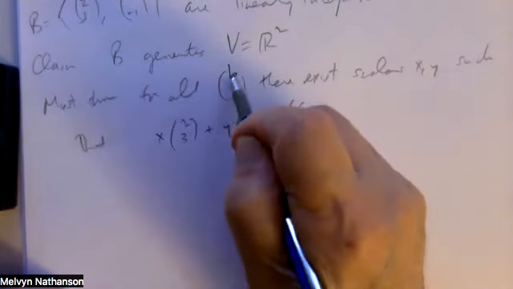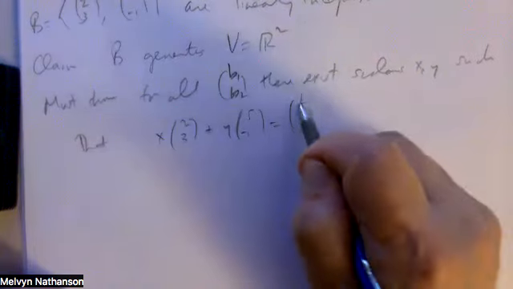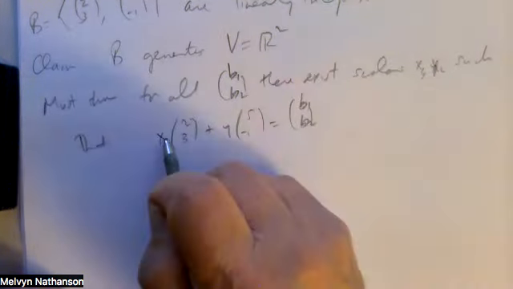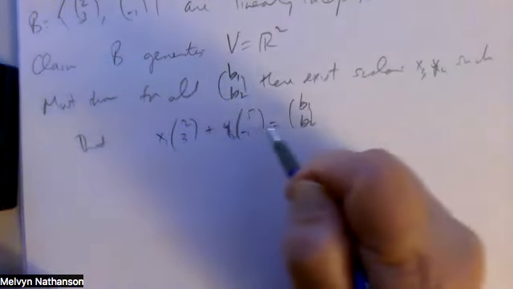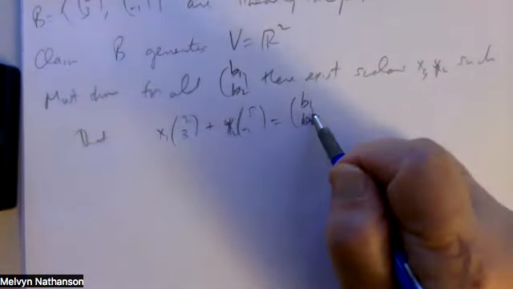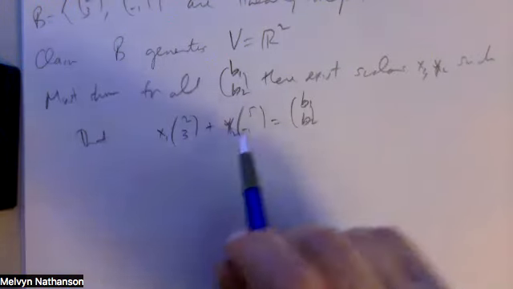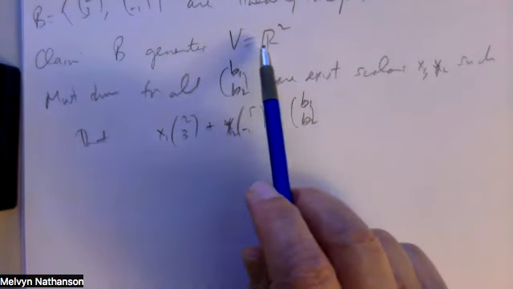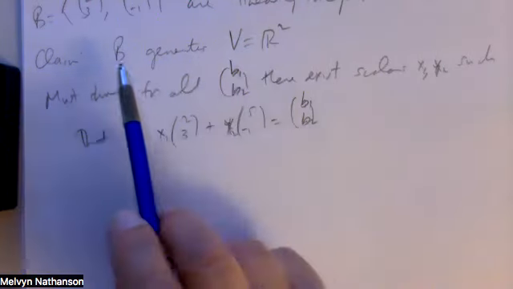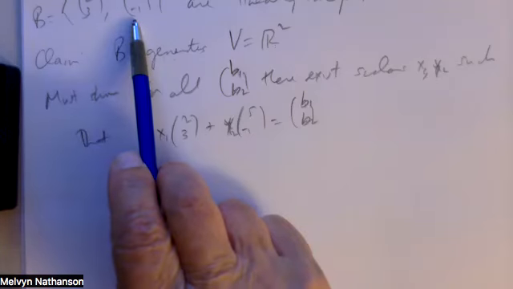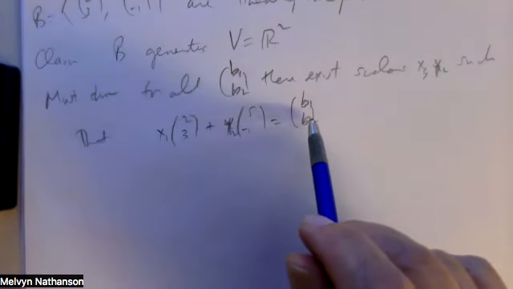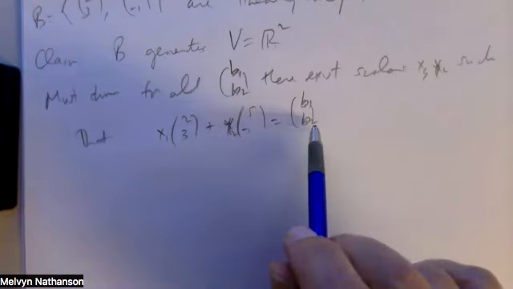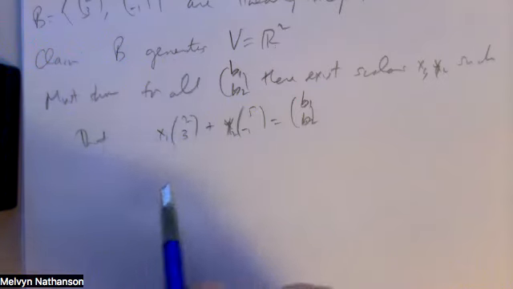Let me call this b1 and b2. So the scalars x1 and x2, such that x1 times (2, 3) plus x2 times (5, -1) equals (b1, b2). That is to say that the set B generates R2 means that every vector in R2 is a linear combination of the two vectors in B. So for any vector (b1, b2), I can solve this equation.